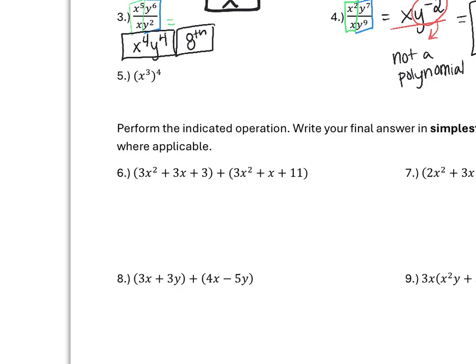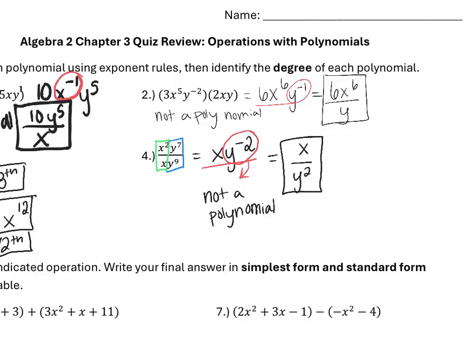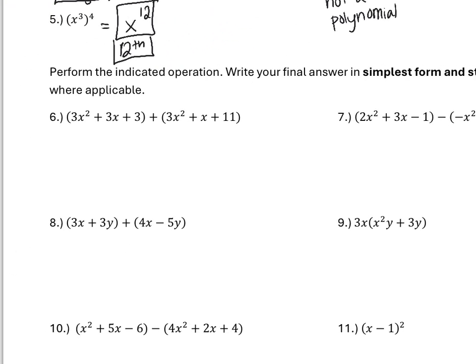And then finally, x to the third taken to the fourth. When we have a power taken to a power, we multiply the exponents. 3 times 4 is 12. So this is x to the 12th. This is to the 12th degree, because our only exponent in our only term is 12.